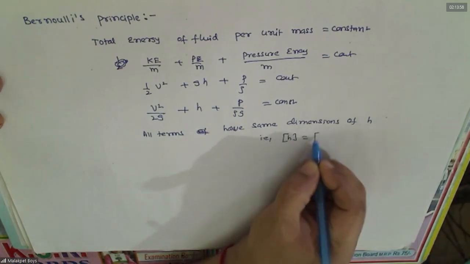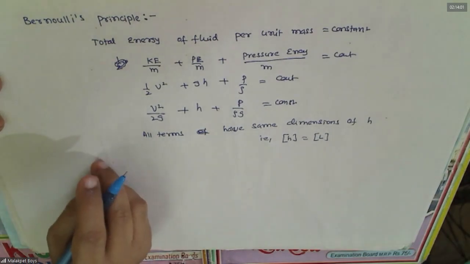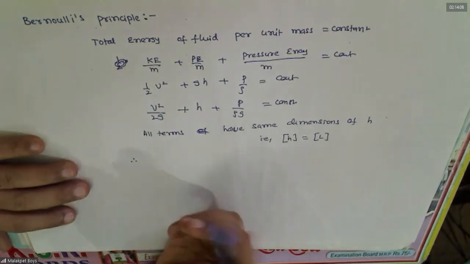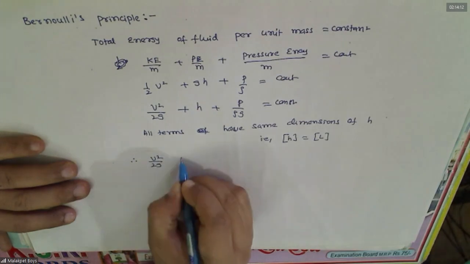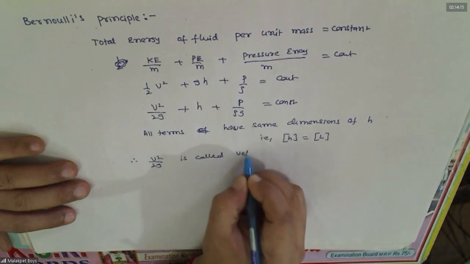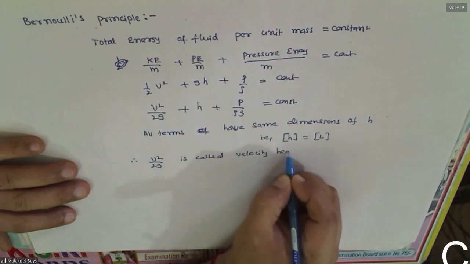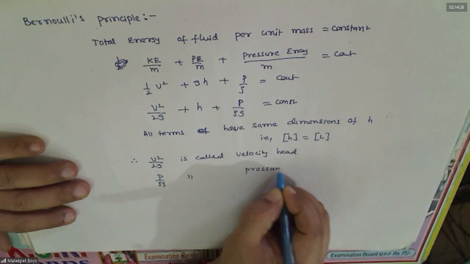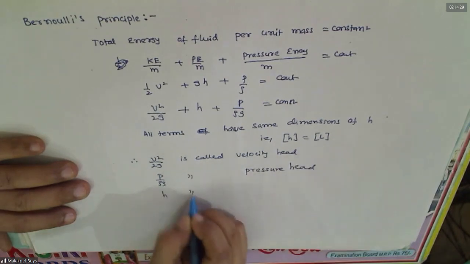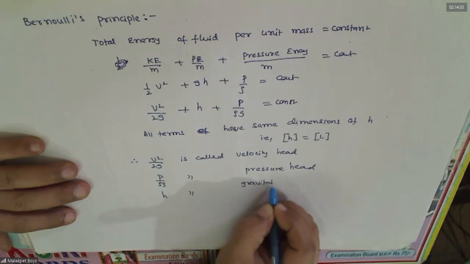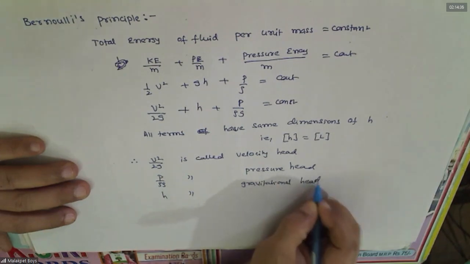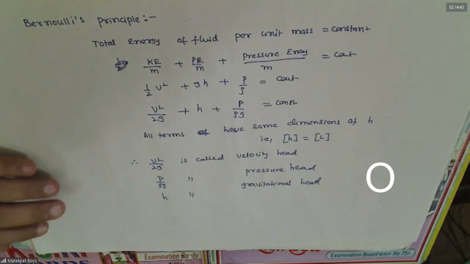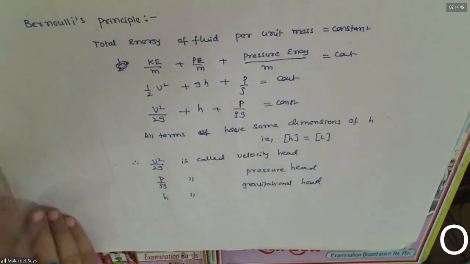These four terms, we call height as head. You know that? Head means height. So v square by 2g is called velocity head. P by rho g is called pressure head. h is called gravitational head. Understood this? Shall I turn this? 1 minute, sir.